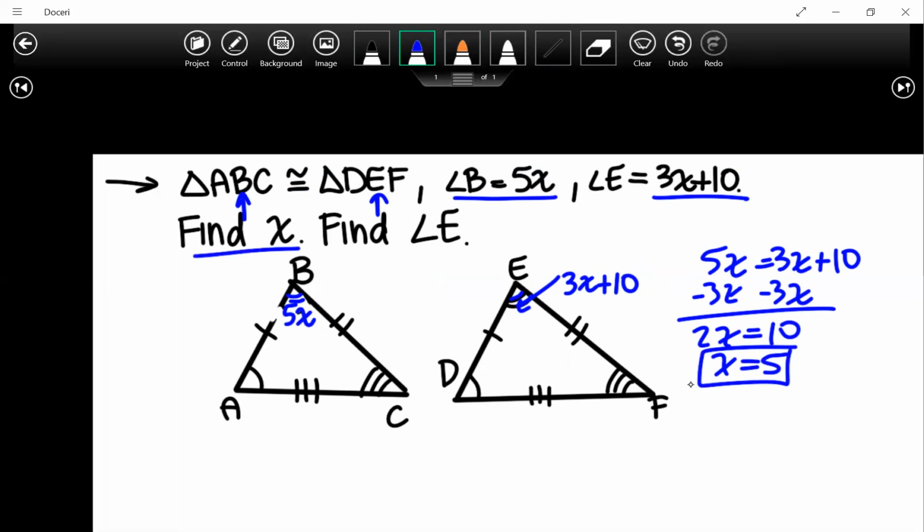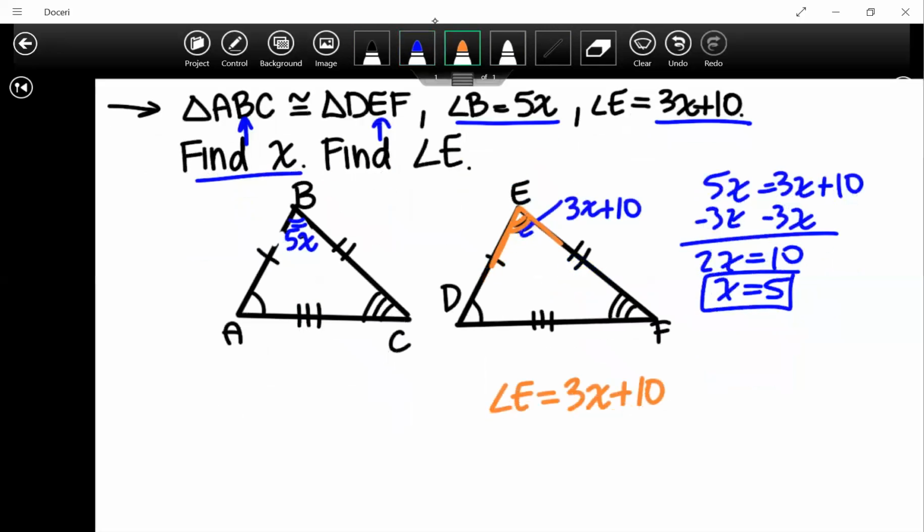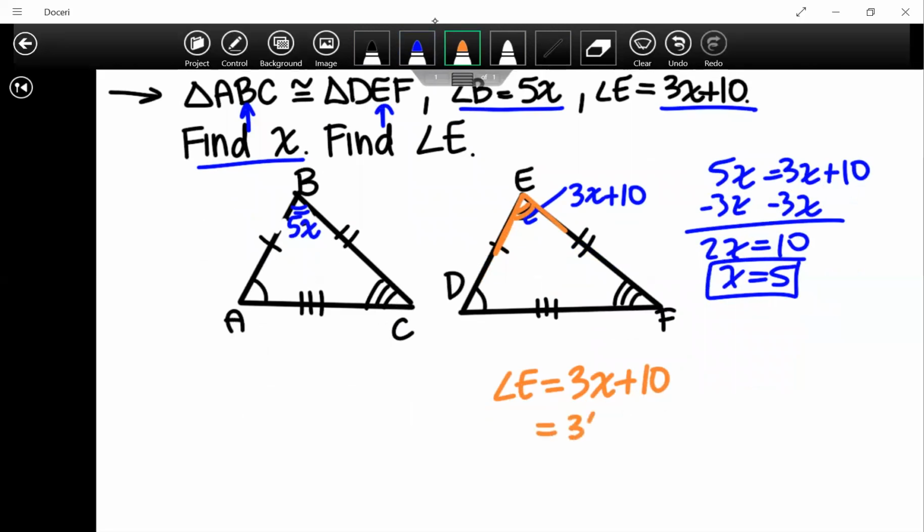It says find x, we found x, but we're not done yet. We have to plug it in. If it tells you to plug in, you have to plug it in. It'd be incomplete if you did not. So we're plugging it into what variable? E. We're plugging it into E here, which is represented by 3 times 5 plus 10, 25. These would be your answers. X is equal to 5. E is equal to 25.